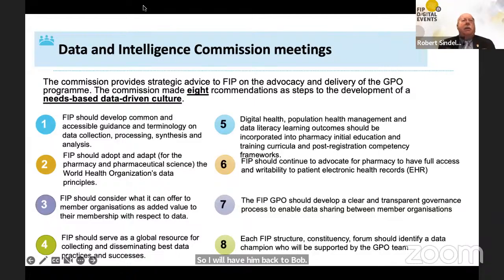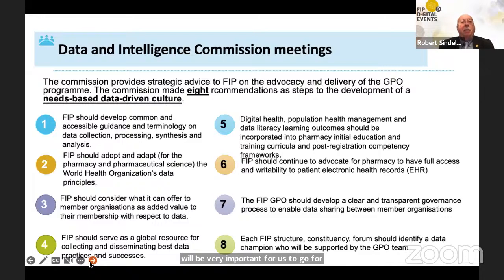I'll talk a little bit about the Data Intelligence Commission. The commission meets on a regular basis. It has representatives from across all of the regions in the world and member organizations and functions of FIP. The commission provides strategic advice to FIP on the advocacy and delivery of the GPO program. The commission recently made 8 recommendations after in-depth study for steps to the development of a needs-based data-driven culture, which we think will be very important for us to go forward.